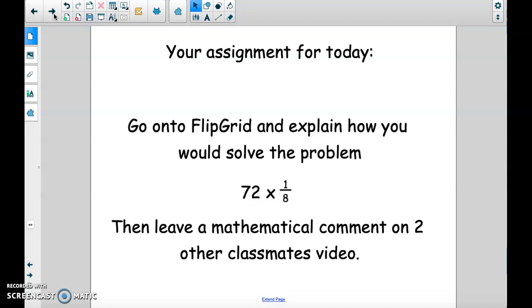And then I want you to leave a mathematical comment on 2 other people's videos, okay? And make it a little deeper than, yeah, I agree with this person, or no, I disagree. If you disagree, explain why. If you agree, can you further that person's learning, or can you add on to their strategy? Okay? I look forward to seeing you on Flipgrid.